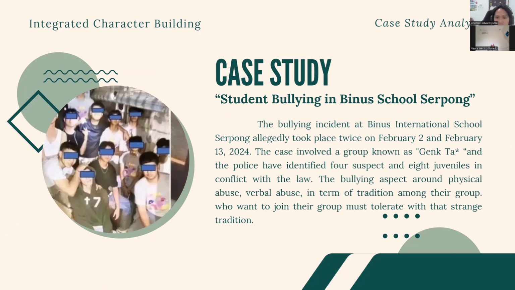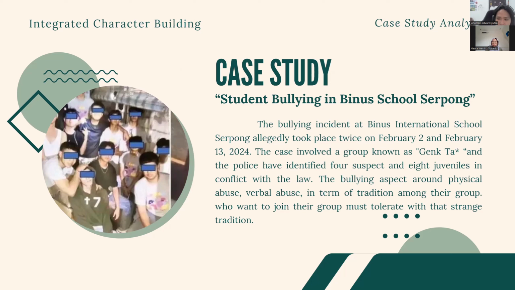I want to describe the case study, especially the news that we raised, the student bullying in Binus School Serpong. The bullying incident at Binus International School Serpong allegedly took place twice, on February 2 and February 13, 2024. The case involved a group known as Gang Ta Beep, so it's a bad word. And the police have identified 4 suspects and 8 juveniles in conflict with the law.